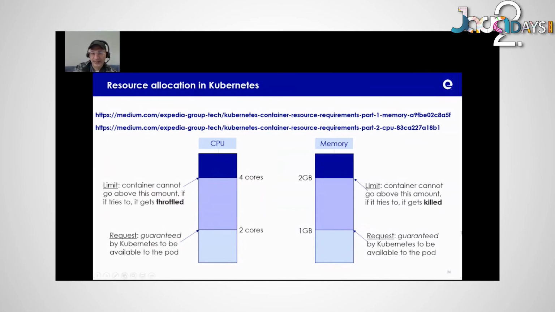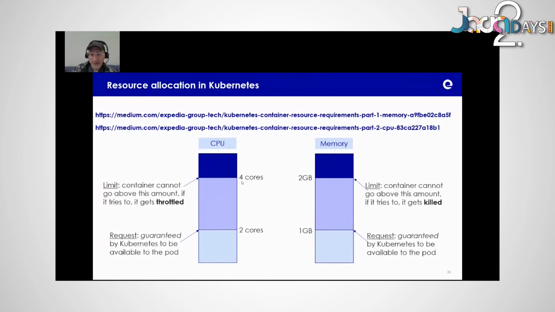So let me go through a specific example here. If your limit is 2 gigabytes for your pod, and your JVM requests more than that, the container will kill the JVM and it will get restarted. If your limit is 4 cores, then your JVM just simply never gets allocated more than 4 cores. Okay, so that's the thing about limits.